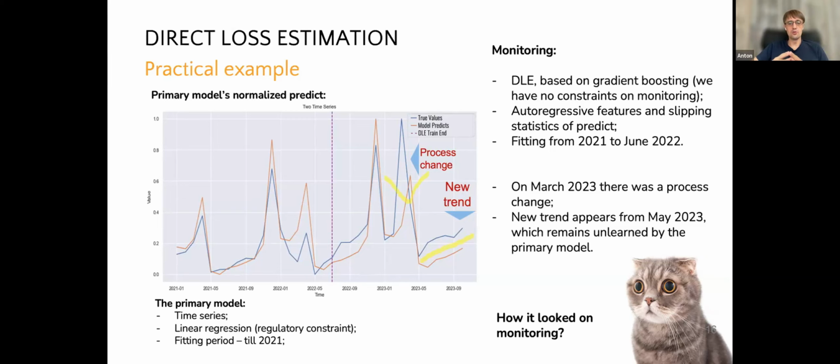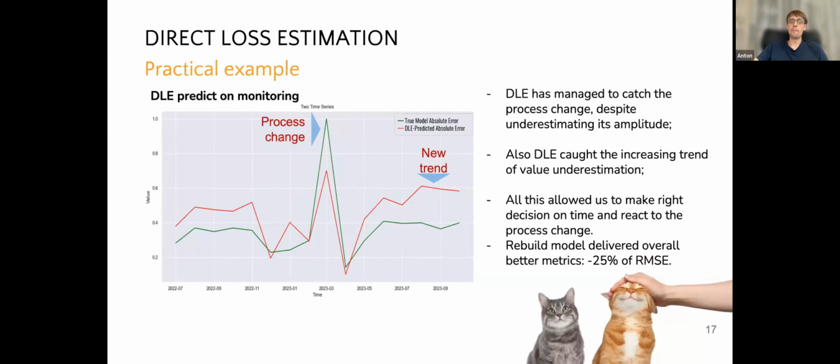But now let's take a closer look at what the monitoring model showed us during these periods. In the first plot, we see the model's real absolute error represented by the green line and the DLE predicted metric by the red line. The DLE successfully detected the process change that led to the new peak here, and it also revealed a growing error trend towards the end here. This early warning highlighted the silent failure of the model, driving us to rebuild the model earlier. The rebuilt model delivered better performance, reducing RMSE by 25% in the new out-of-time period, which includes the observed new trend.